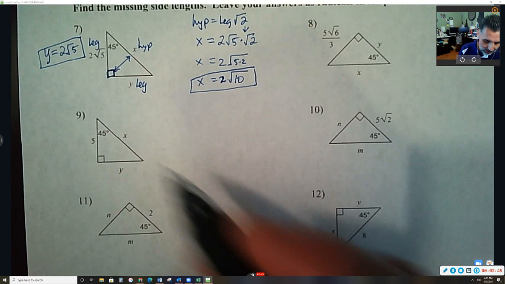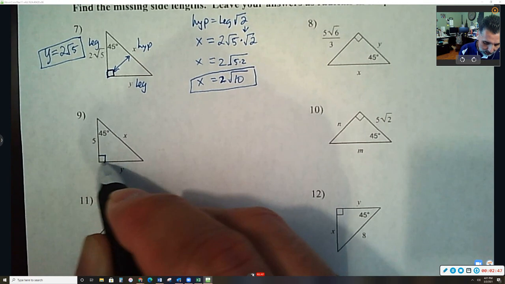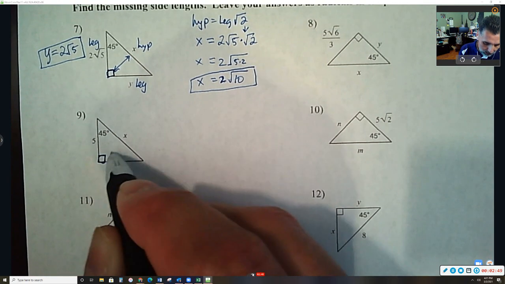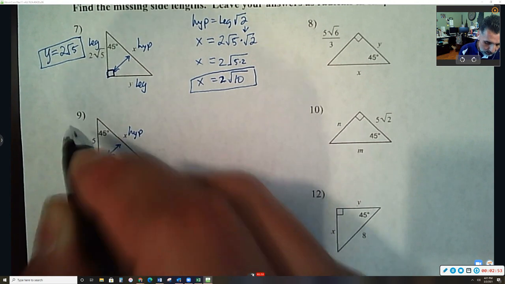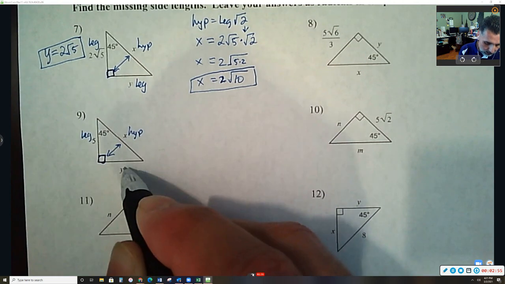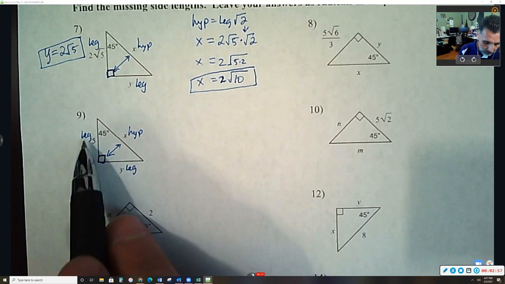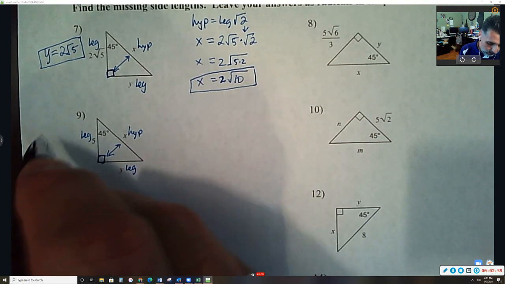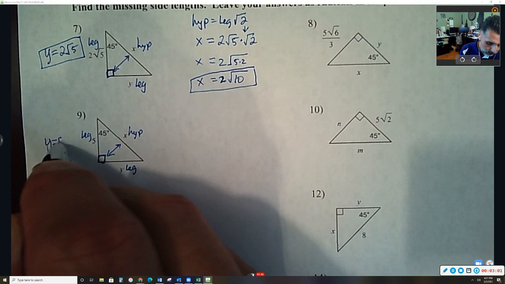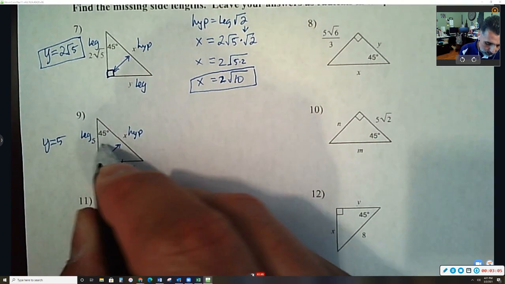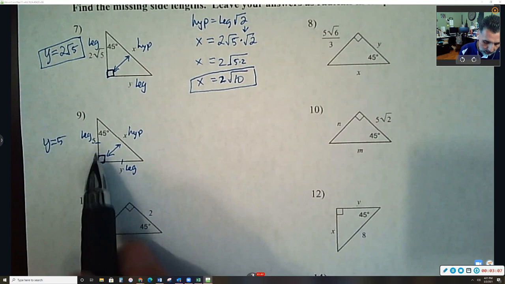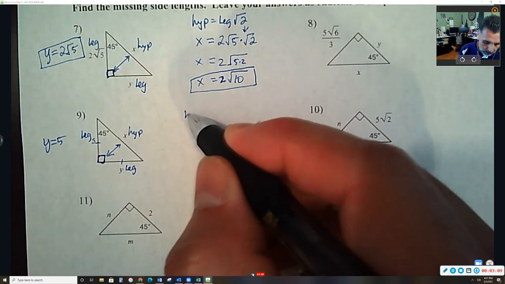So again, the first thing you want to do is figure out which one is the hypotenuse. So this guy up here is the hypotenuse. This is a leg. This is a leg. The legs are equal. So that means y equals 5. We got 5 on this side. This one better be a 5 also. Maybe I could even mark them. The legs are equal. So then I'm going to use this equation.